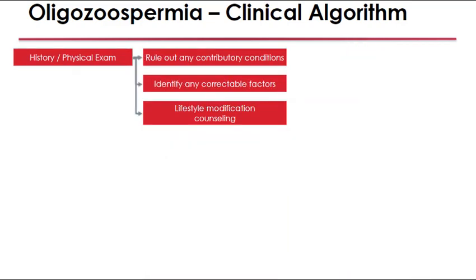A detailed history and physical examination is the first step in the evaluation. The main purpose at this phase is to rule out any significant health conditions that may be associated with or first present as male infertility. One should also focus on any correctable factors that can enhance the fertility status of the patients. This may include a wide spectrum of lifestyle behaviors that can be modified.